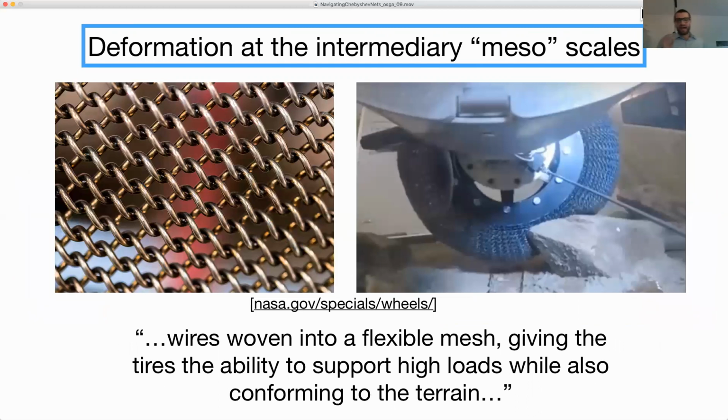Actually, having a structured mesoscale can allow for different types of deformations that may not be allowed with objects that are smooth all the way through. So here, for example, is one of the wheels on a practice Mars rover. These wheels are a woven metal structure or flexible mesh, which actually allows them to take on the different shapes they may need when it rolls over the ground of Mars.